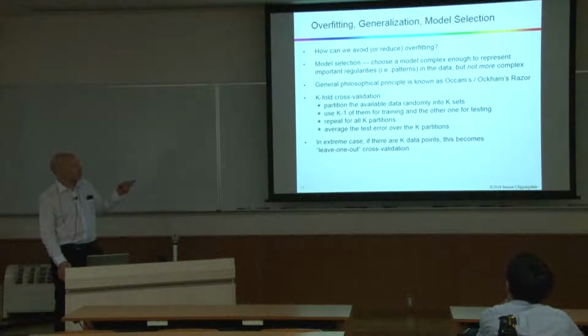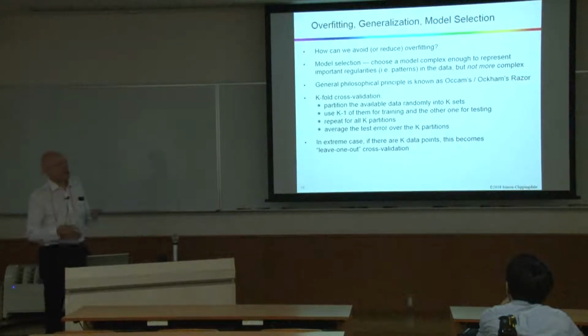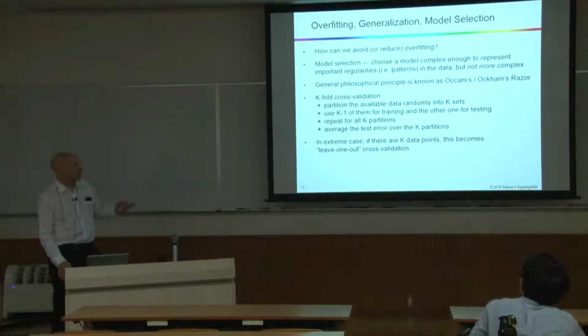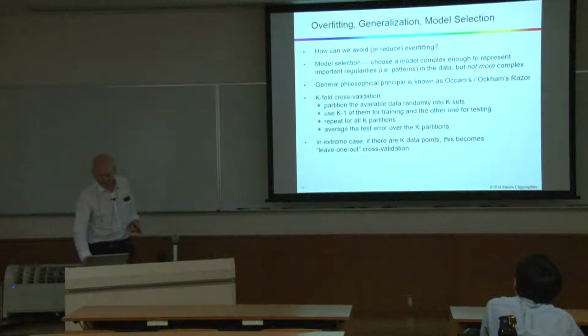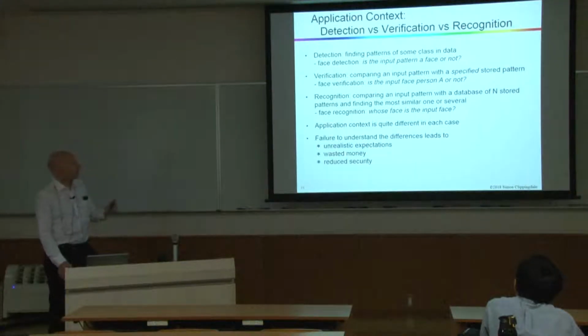An approach to doing this is a thing called k-fold cross-validation, where given a big bunch of training data, you partition it randomly into big K sets, use all but one of them for training and use the other one for testing, and then rotate through all these K partitions of the data. In an extreme case where there are K data points, so each of these sets is one point, this is called leave one out cross-validation. Okay, so that's enough on that.